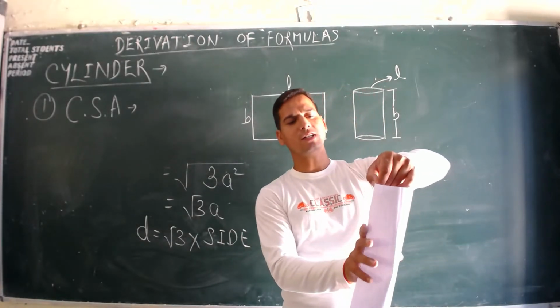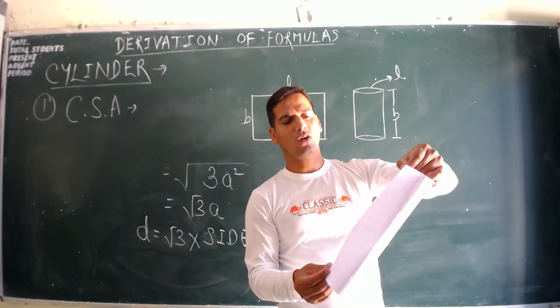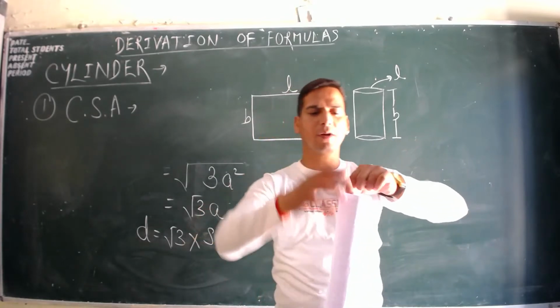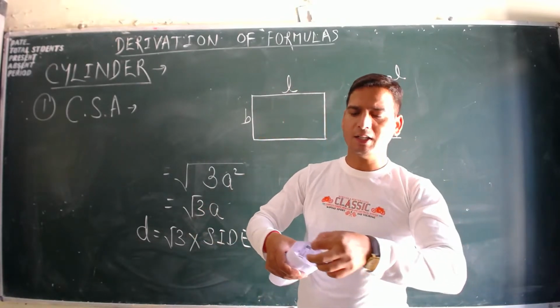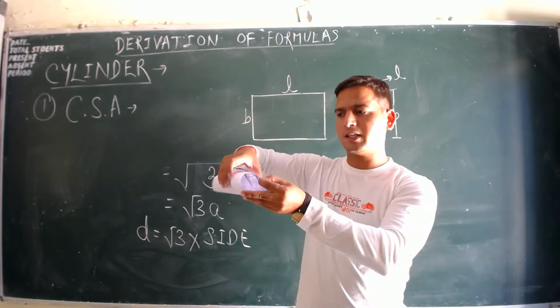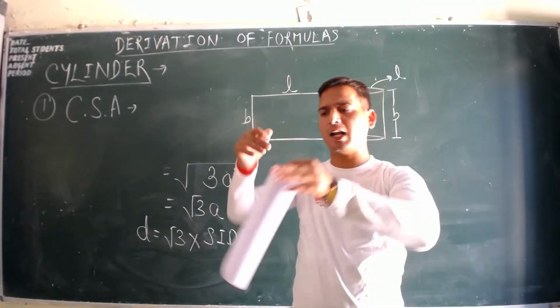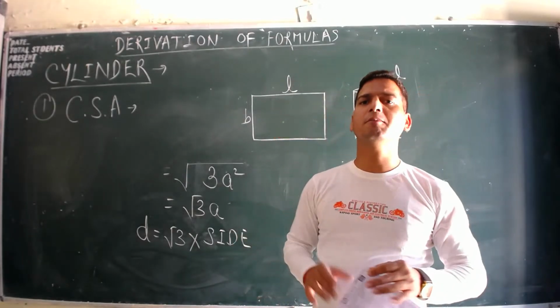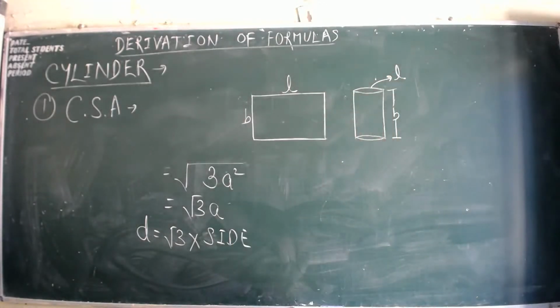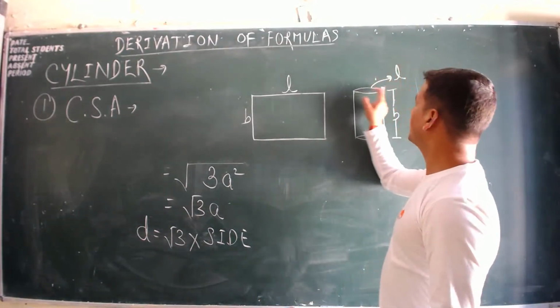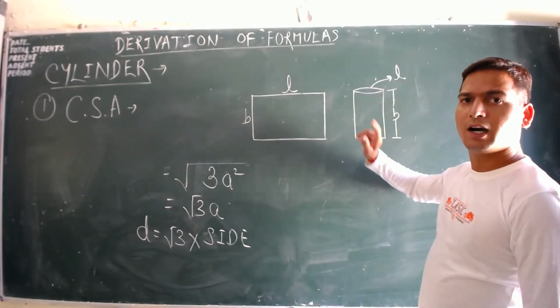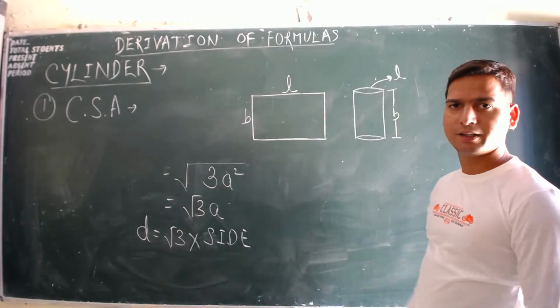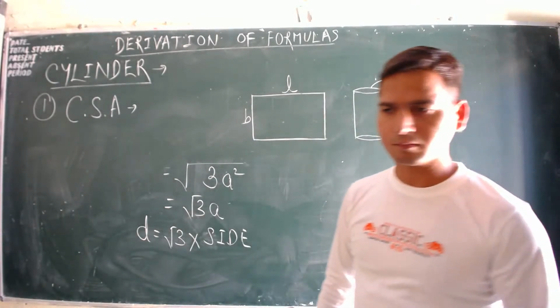You can fold along the breadth. Now, in this case, when you fold along the breadth, the breadth becomes the circumference and the length becomes the height. So it's very simple. When you fold a rectangular sheet, one side becomes the circumference and another side becomes the height. Clear?